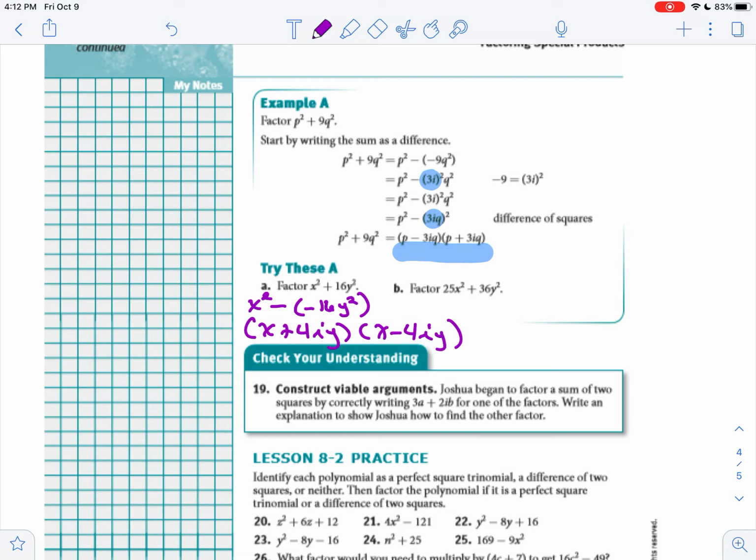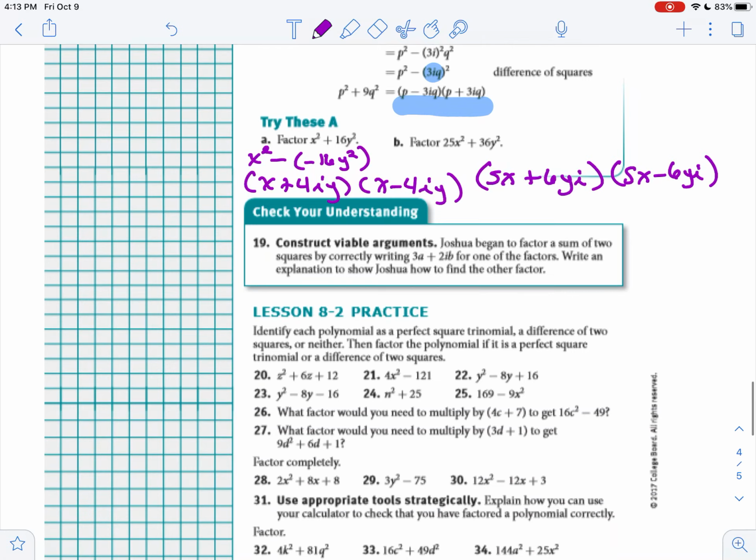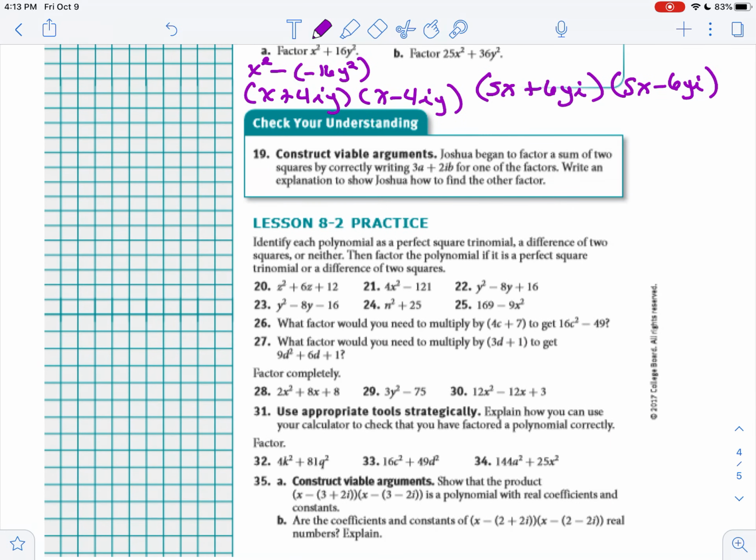And the factors involve imaginary expressions, so they're not super useful, and we don't use them that often. For the last one, it's 25x squared, so it needs to be 5x, and it's 36, but it's plus. So if I change it to an i, it'll work. So 5x plus 6yi and 5x minus 6yi.